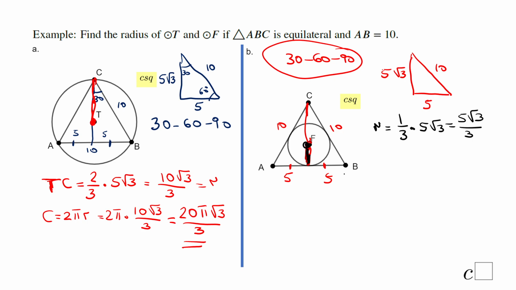So now we can find the circumference, 2 pi r, the same formula. So we're going to have in this case 2 pi times 5 square root of 3 over 3. So the circumference of this circle will be 10 pi square root of 3 over 3. You notice the circumference of the inscribed circle, the circle inside, is half of the circumference of the circumscribed circle, the one outside.